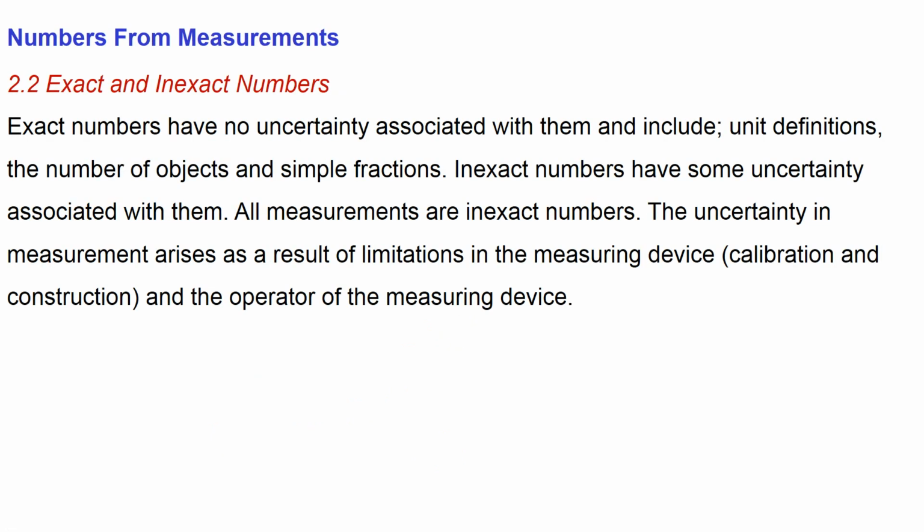So exact numbers are unit definitions and whole numbers of objects. They have no uncertainty associated with them. Inexact numbers are measurements, and they have some uncertainty associated with them due to limitations of the device used to make the measurement, and also due to the limitations of the person making the measurement themselves.